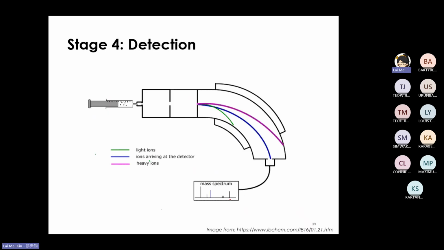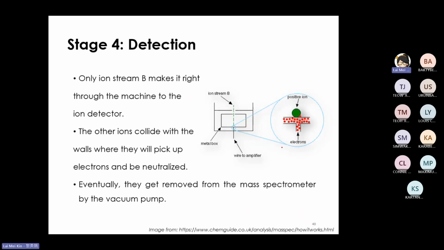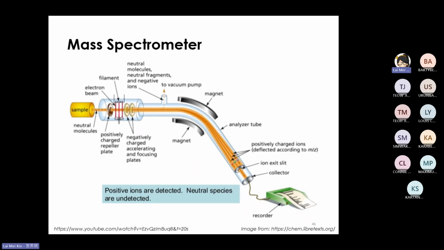Okay, so this is the mass spectrum. Only one stream is detected at one time. I need to adjust if I want to detect the other streams. So only stream B, only ion B, as we discussed just now, moves through the detector. Other ions that were being deflected will be neutralized and then pumped out by a vacuum pump. All right, so this is just a summary of what is going to be produced.